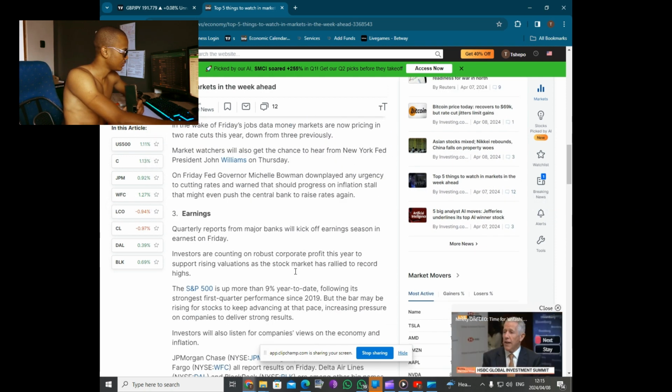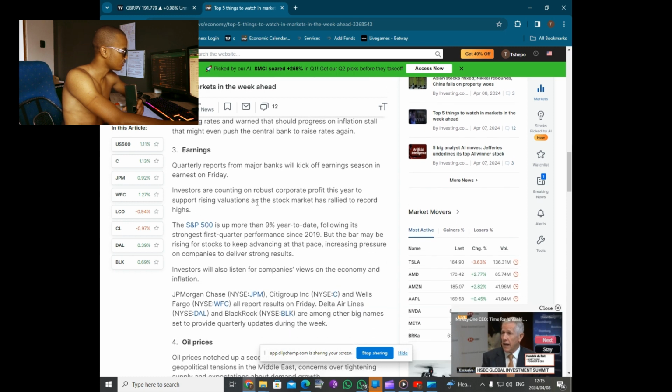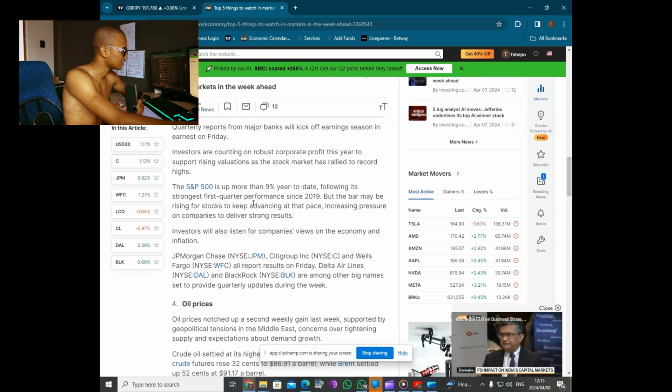So now, quarterly reports from major banks will kick off earnings season in earnest. Investors are counting on robust corporate profits this year to support rising valuations as the stock market has rallied to record highs. The S&P fell more than 9% following it.